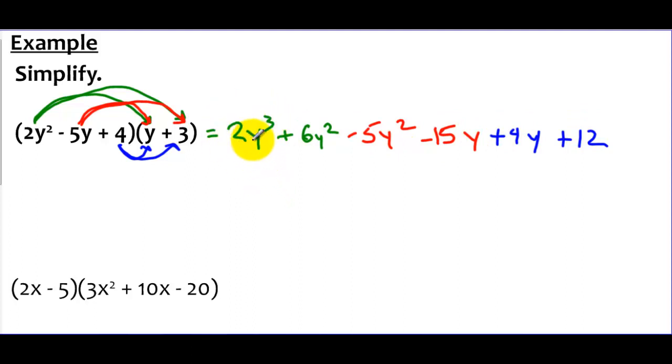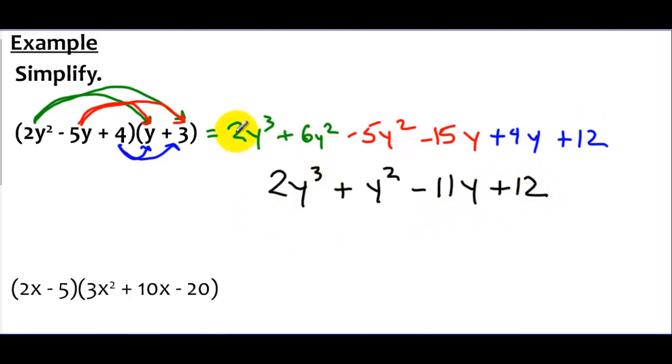So 2y cubed, I don't see any other y cubed, so I'm going to say, well, that one's by itself, no like terms. I'm going to look and I see 6y squared minus 5y squared, well, that's just 1y squared, which remember we can always just represent without the 1. And then I have another one over here, I have negative 15y plus 4y, well, that's going to give me negative 11y. And then the 12 at the end has no other constant terms, so I'm just going to attach that on. So again, I took a 6-term expression, multiplied it together into a 4-term expression, and I would say that this represents the product.